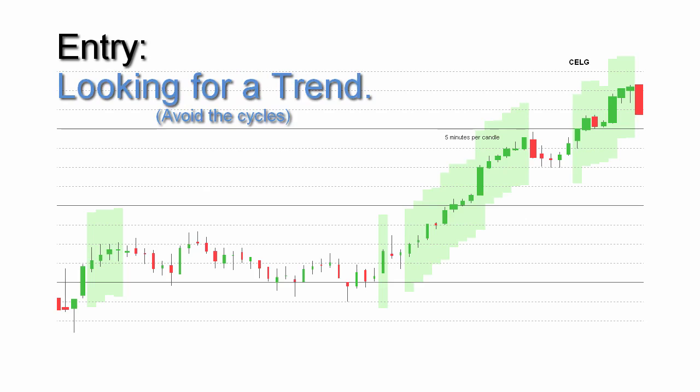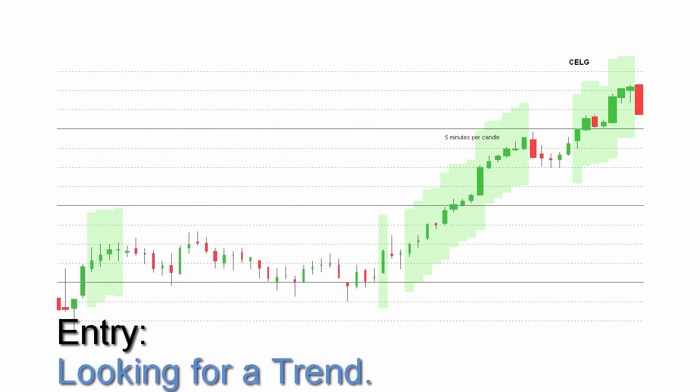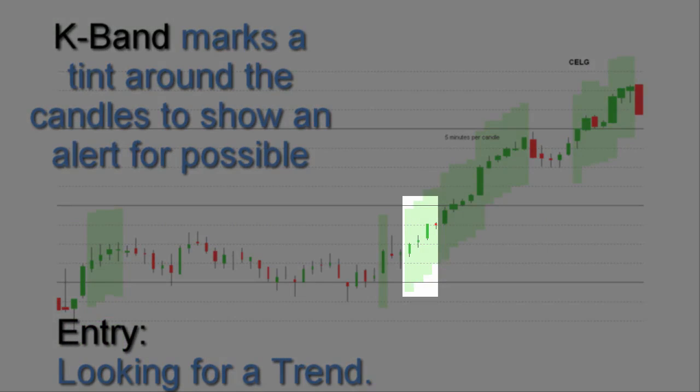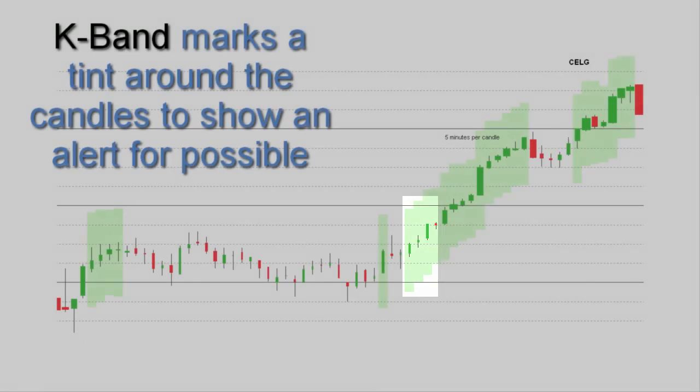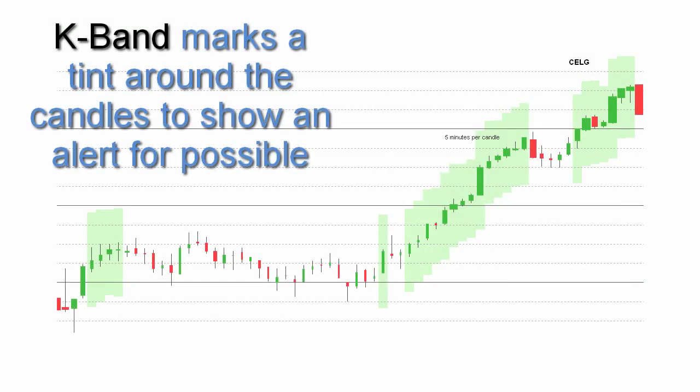We're looking for the big profit maker, and that's the trend. And the indicator that we're showing here is called the K-band. You can see how the K-band has the tint around the candles. That's giving us a great clue that this is trending or wanting to move. And we use that in conjunction with another feature called a breakout.